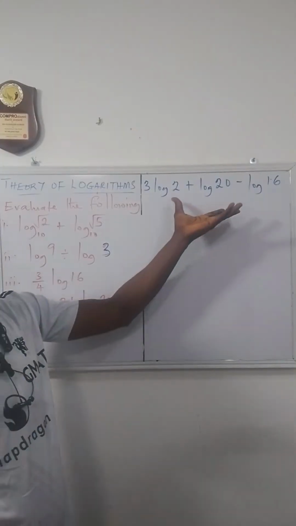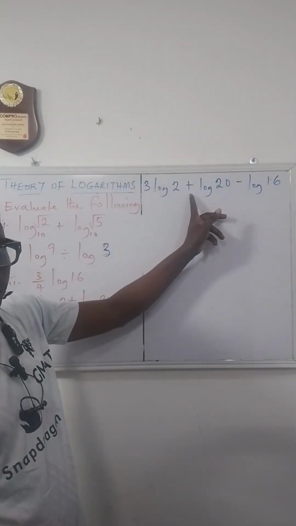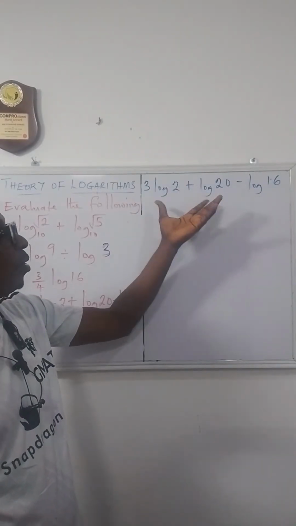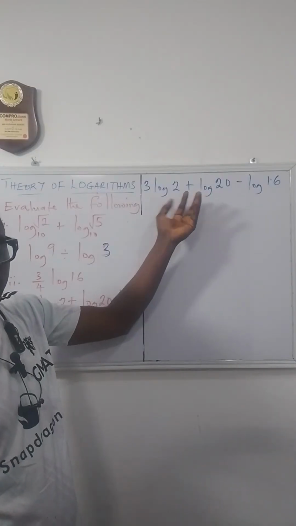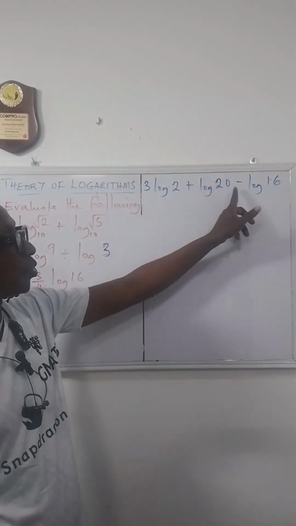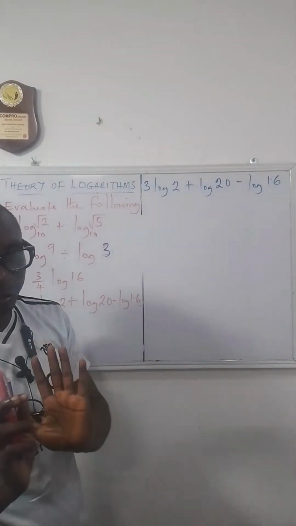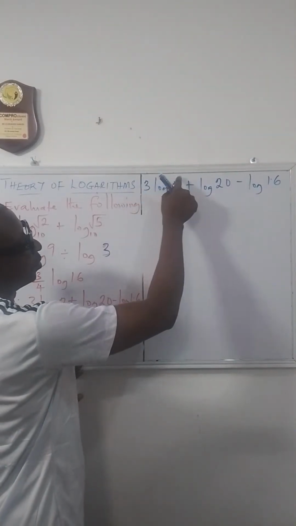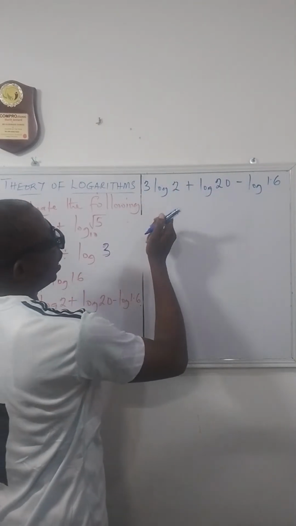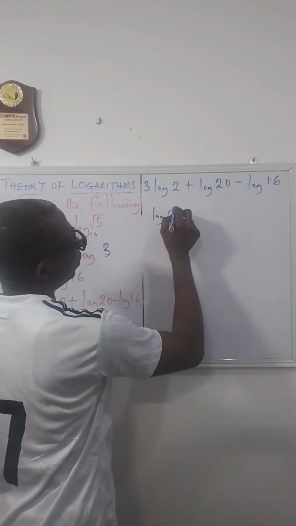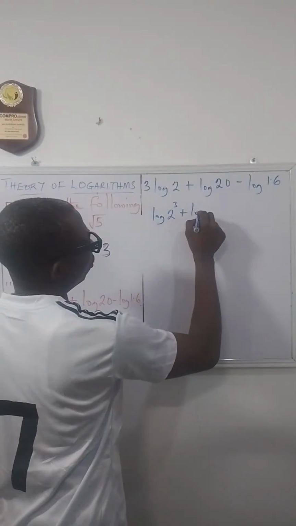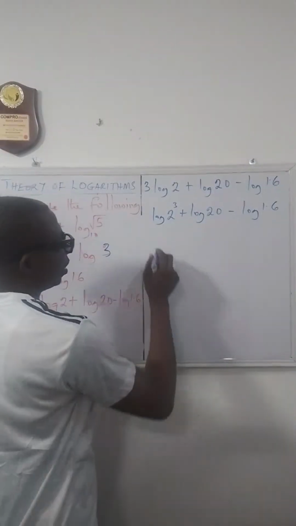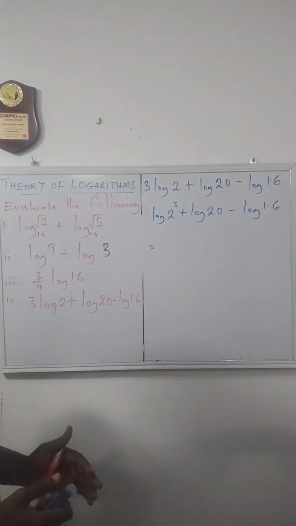Now I have two operations here, operation addition and operation subtraction. So I know when I'm adding, I will multiply. I also know that when I'm subtracting, I divide. Okay, so let's take note of that. Before we do that, let's move this one here. So we have log of 2 raised to the power of 3 plus log of 20 minus log of 1.6. Okay, so now what's the next thing to do?